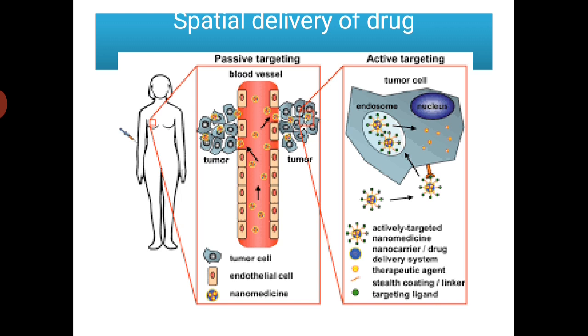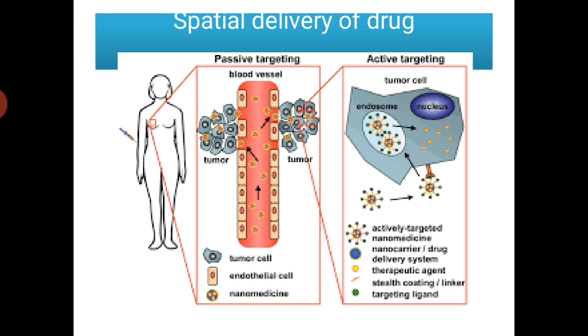Suppose we administer a conventional dosage form, the drug molecule present in the conventional dosage form is completely distributed throughout the body. That is, it is not specific, it is not spatially delivered. In the picture, it clearly shows we develop a drug delivery system to target the breast.